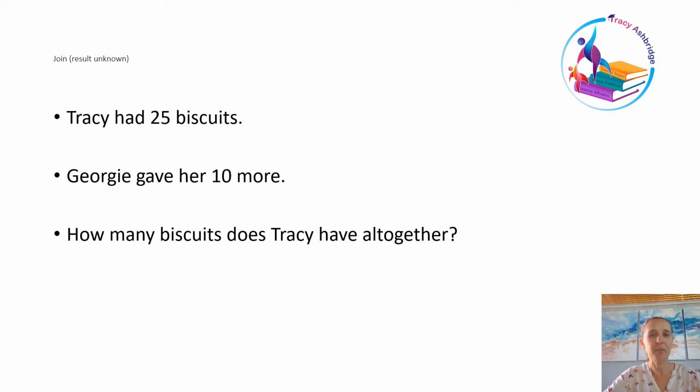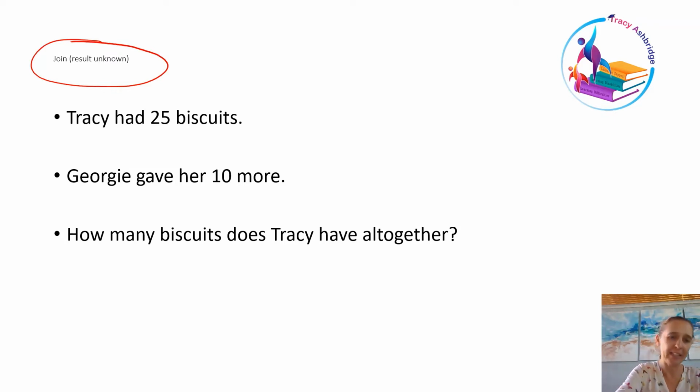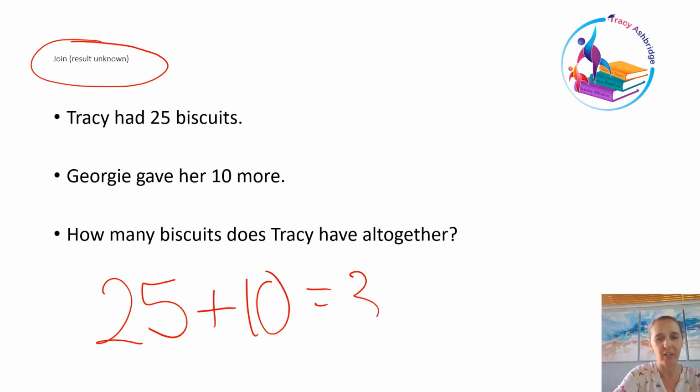At the top of the page, you'll see on the left hand side I've written the type of problem, and that's on the top of all of these slides. This one, we're joining things together, but the result is unknown. This is the most common one that we see. Tracy had 25 biscuits, Georgie gave her 10 more. How many biscuits does Tracy have altogether? Well, Tracy had 25, she added on 10, and Tracy had 35 altogether. That's the most common way we present problems.